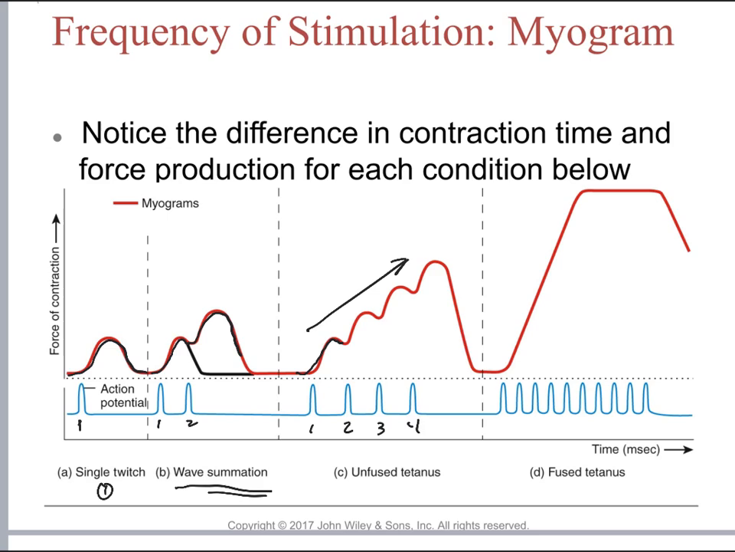And then with complete or fused tetanus, look how quickly the stimuli come, right? And it's giving this full-blown contraction, a real fast incline all the way to the top of a max force of contraction until the stimulus ends and then the contraction ceases.